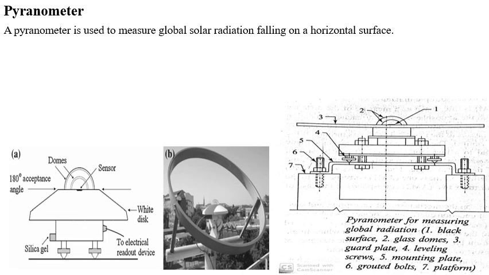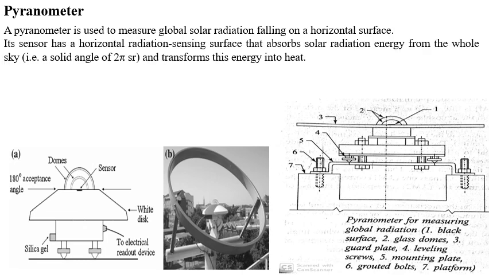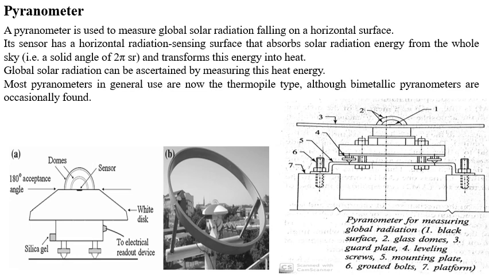This EMF, which is usually in the range of 0 to 10 millivolts, can be read and recorded or integrated over a period of time, and with regular calibration an accuracy of about plus or minus 2% can be obtained. The sensor has a horizontal radiation sensing surface that absorbs solar radiation energy from the whole sky with a solid angle of 2π steradian and transforms this energy into heat. So global solar radiation can be ascertained by measuring this heat.